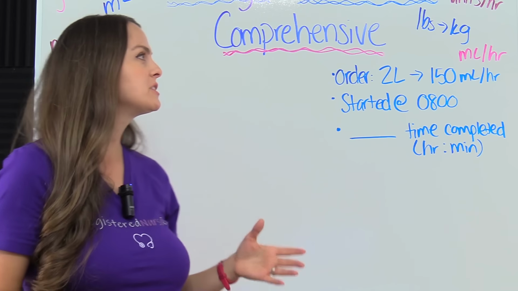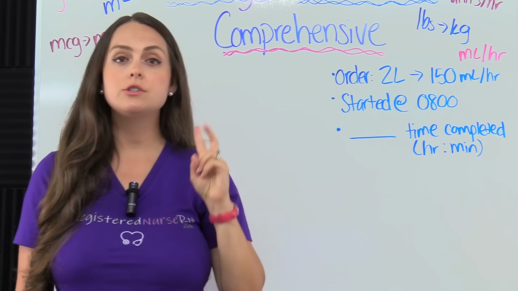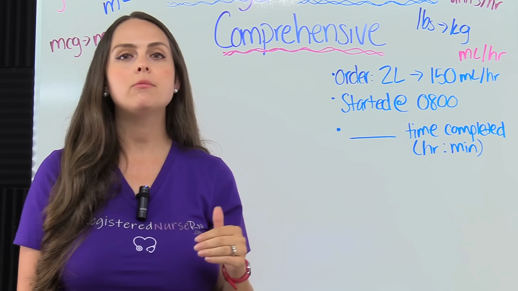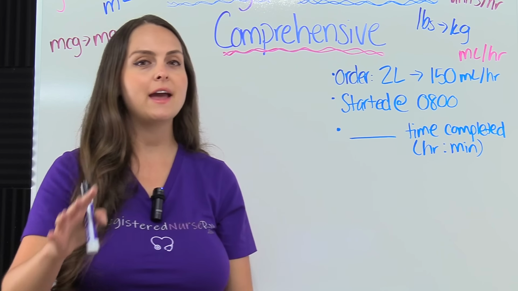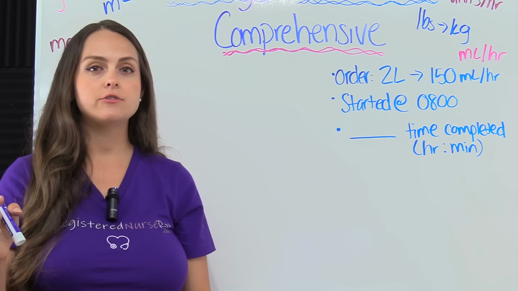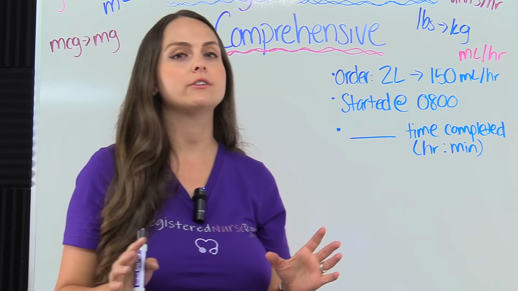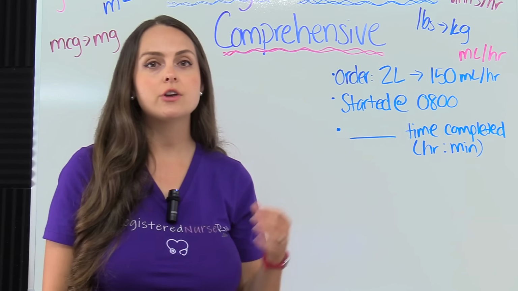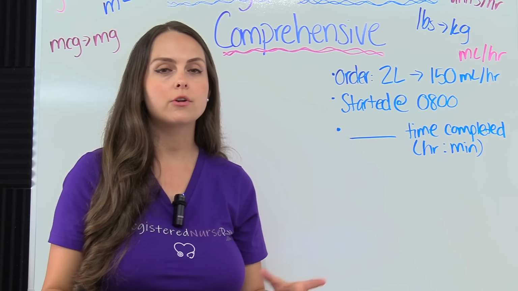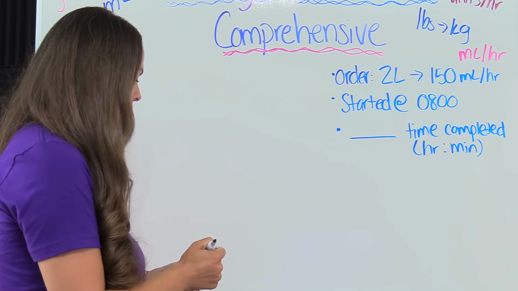So the important information we got from this problem is that the physician wants us to infuse 2 liters at an hourly rate of 150 milliliters per hour. So every hour that patient is going to be receiving 150 milliliters of fluid, but they only need 2 liters of fluid to go in. And we started the infusion at 8 a.m. So when will this order be complete? That's what we're looking for. So let's set up dimensional analysis.